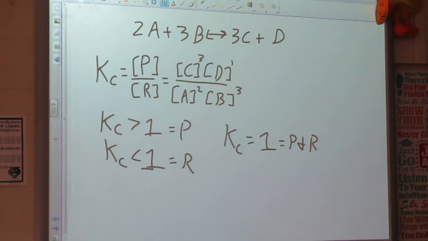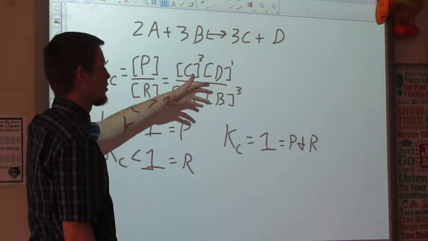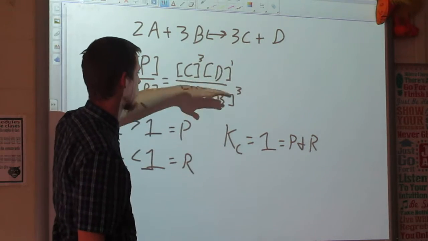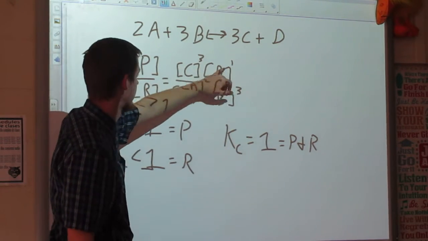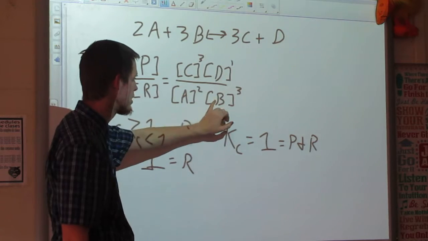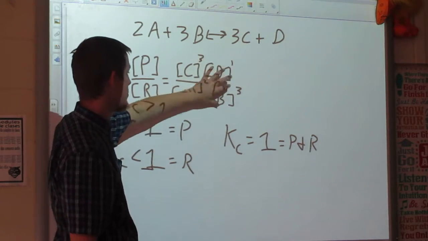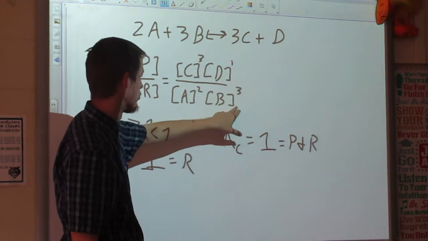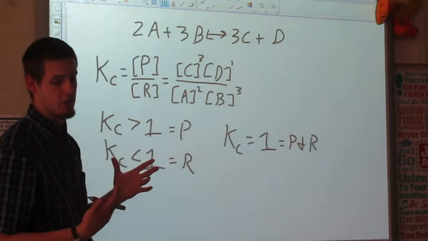Mm-hmm. So I could easily put, hey, this is the equation, what's the equilibrium expression? I could have this as an option, I could flip this, I could put the 3 here and the 1 there and the 2 inside and the 3 inside. I could flip that and do that. I could put the 3s low, I could put B3, I could mess this up a whole different way.